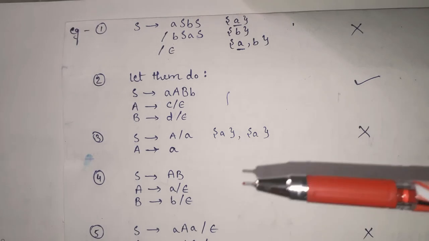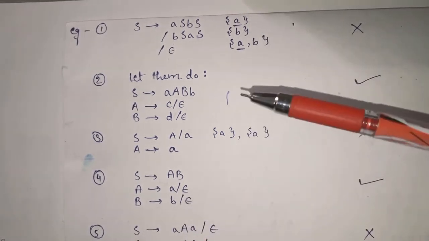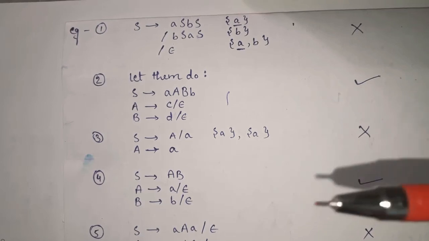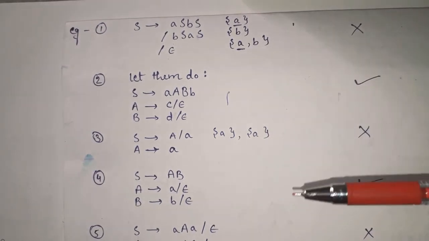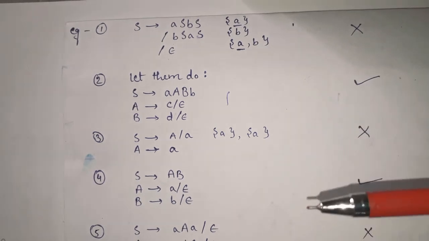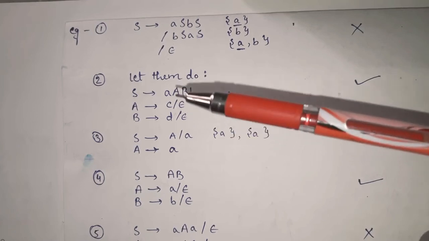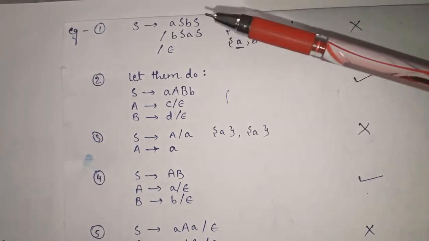Now in that video I have already shown you the whole method of how we do it, but in this video I am going to show you a shortcut: how, without constructing the whole table and without finding all the first and follow, we can still tell whether a grammar is LL1 or not. Okay, let's see some examples.